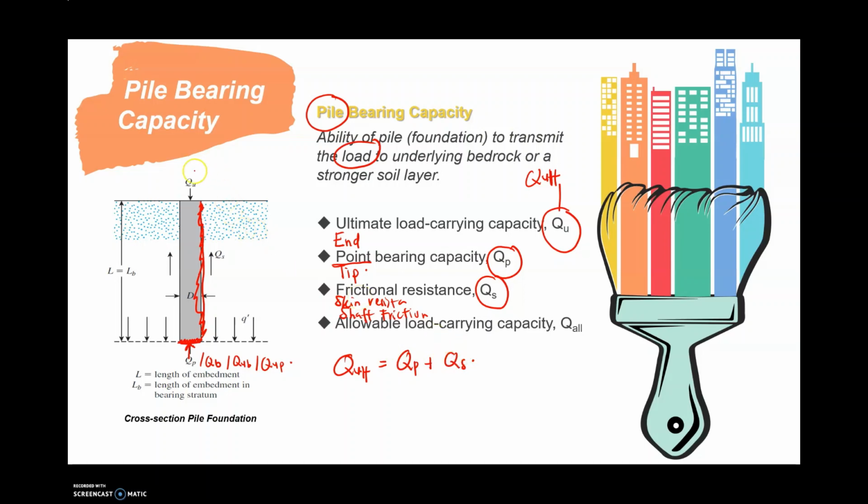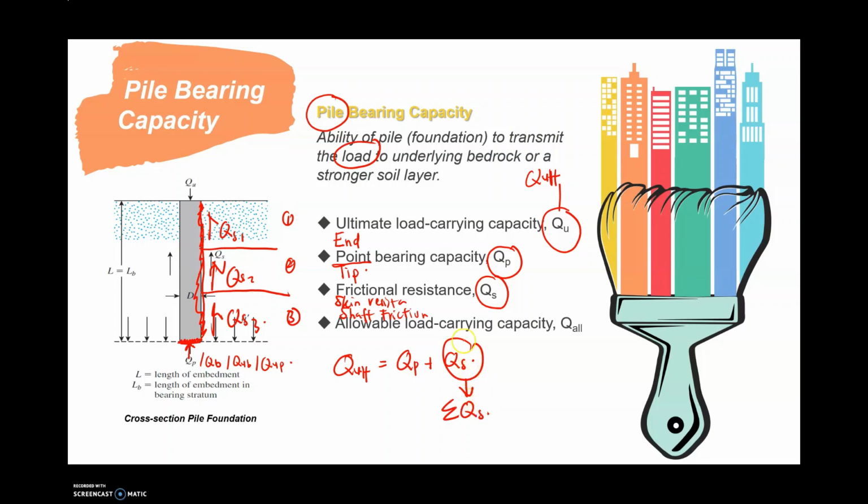Okay, as you can see here, this is the cross section of the pile foundation for a single layer. How about if we have multiple layers here? There is layer 1, layer 2 and layer 3. So you have different values of the frictional resistance. So you have QS1, QS2 and also QS3. So your QS is equal to the summation of QS.